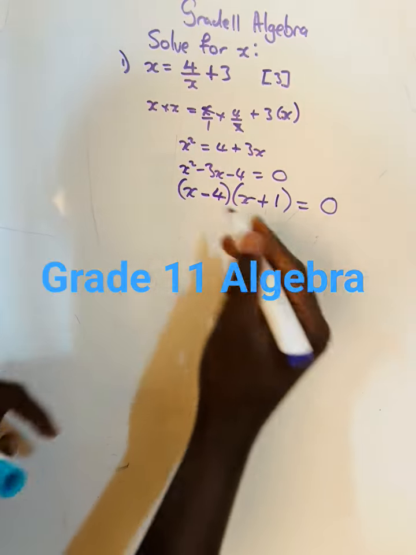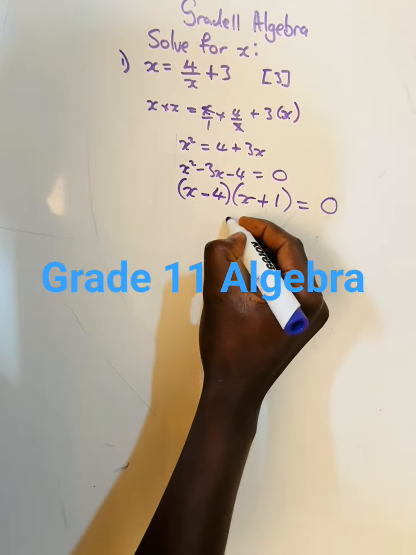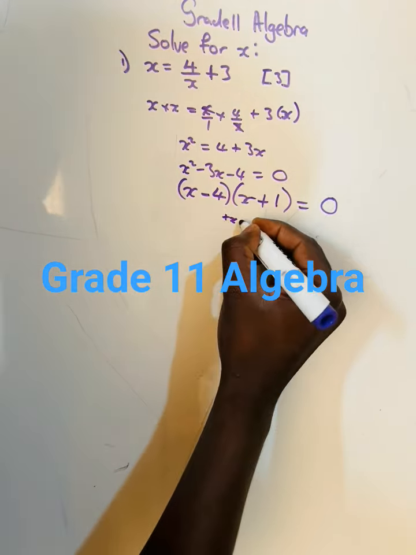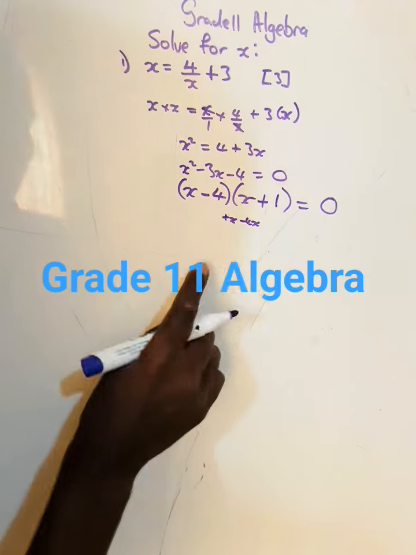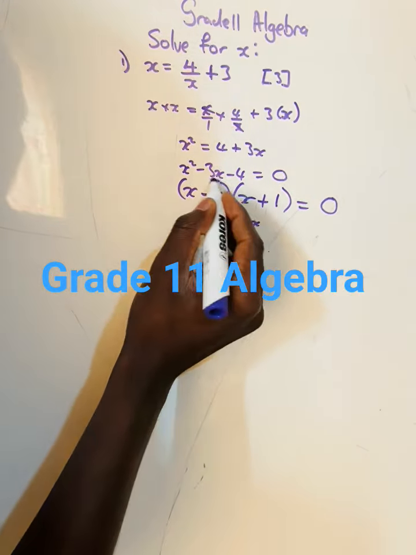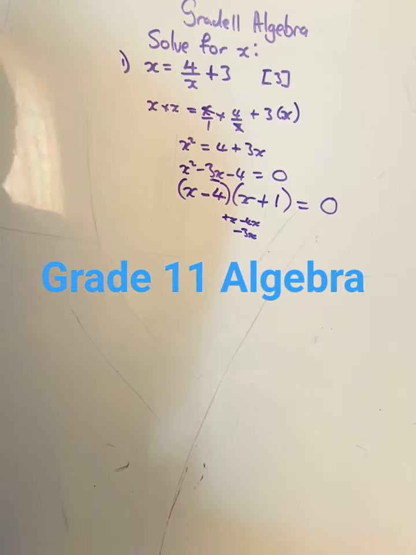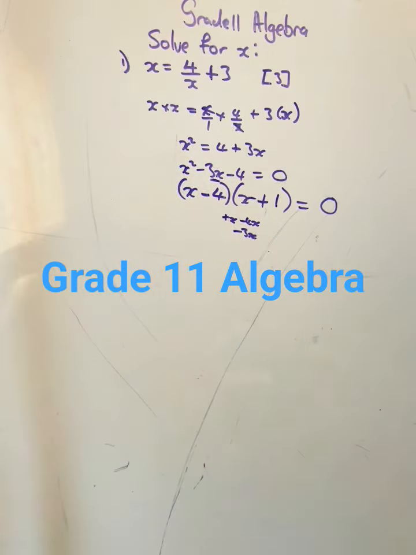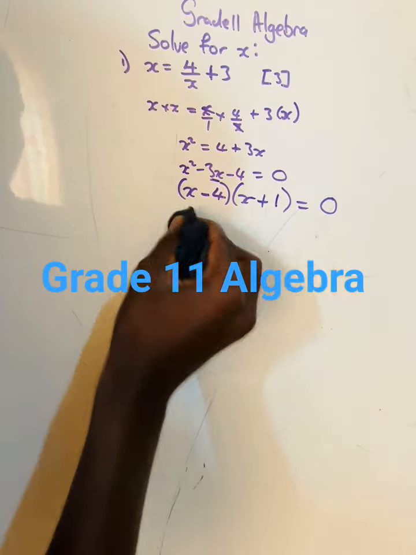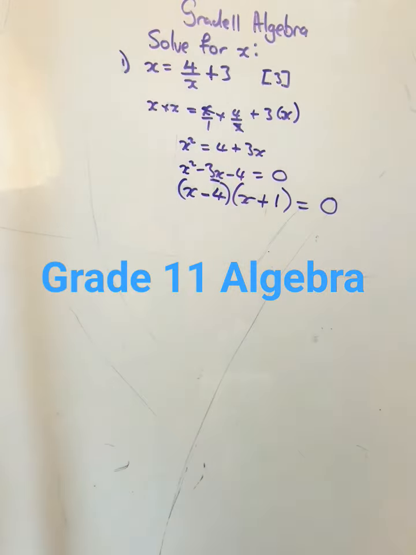Because now when I go and I say x times 1, it will give me a positive x. And when I say negative 4 times x, it will give me negative 4x. And when I say 1 minus 4x, it will give me a negative 3x, which is what is there. So, right? All right. So, I've just proven that I have factorized correctly.